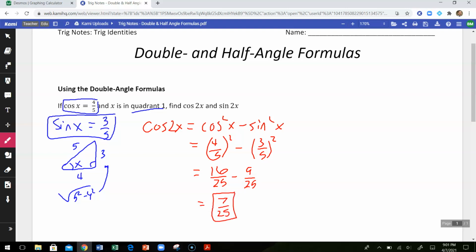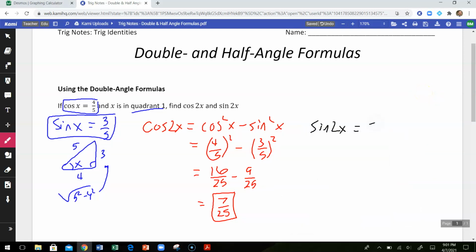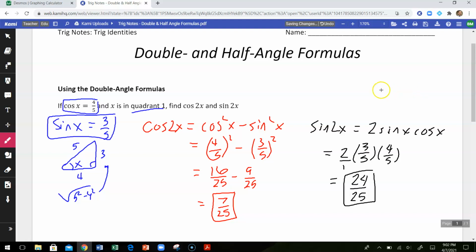And then the sine of 2x, if I look at the double angle formula for sine, it is simply just 2 times sine x times cosine x. So this is just going to be 2 sine x cosine x, which means we're going to get 2 times 3/5 times 4/5. So I'm going to put the 2 over 1. I'm just going to multiply this all out. So 2 times 3 times 4, that's going to be 24, over 1 times 5 times 5, that's going to be 25. So 24 over 25 would be our answer there.